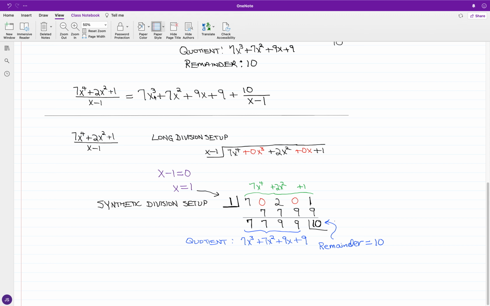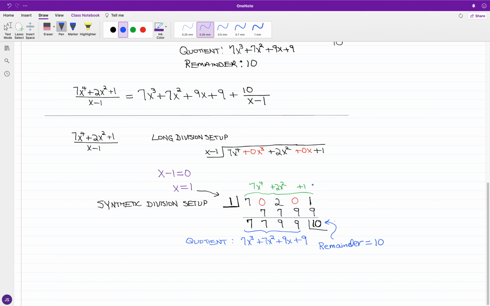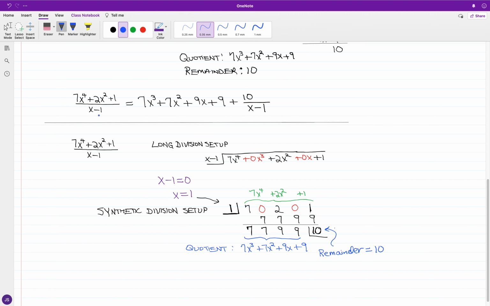Again, you have the same quotient: 7x cubed plus 7x squared plus 9x plus 9. And again, the remainder came out to 10. You still have the same expanded notation if I take the quotient and then add in the remainder over the divisor. As long as you have a linear divisor, both long and synthetic division will work.